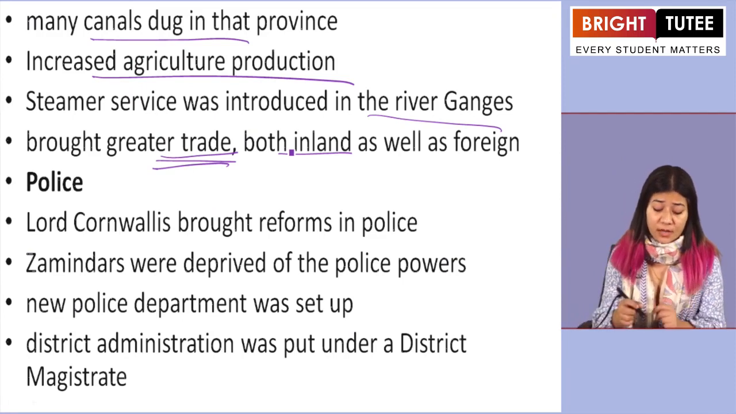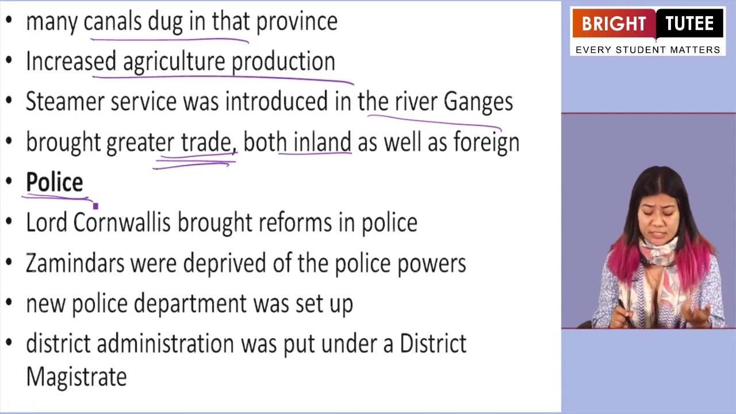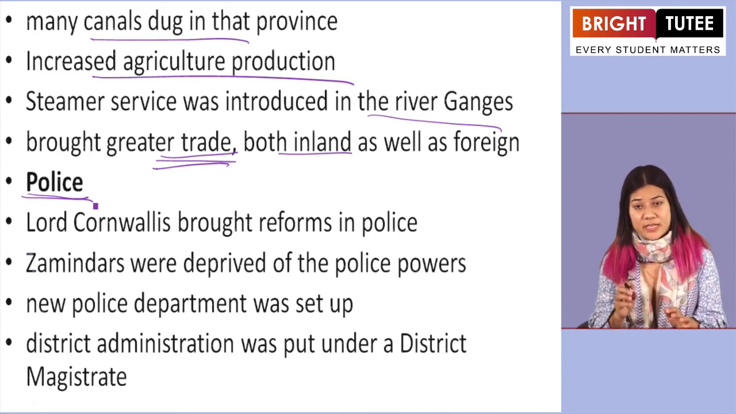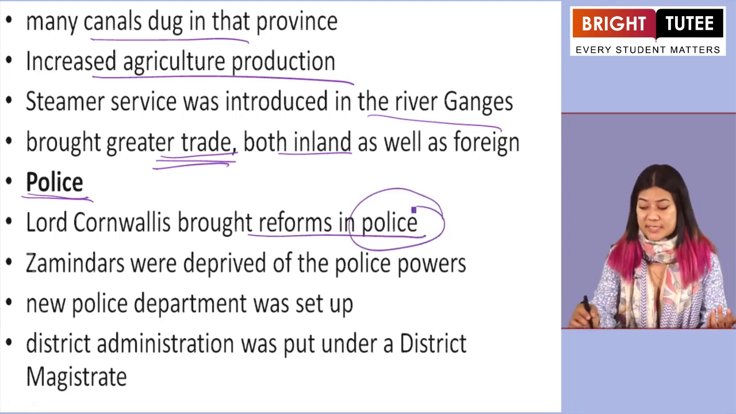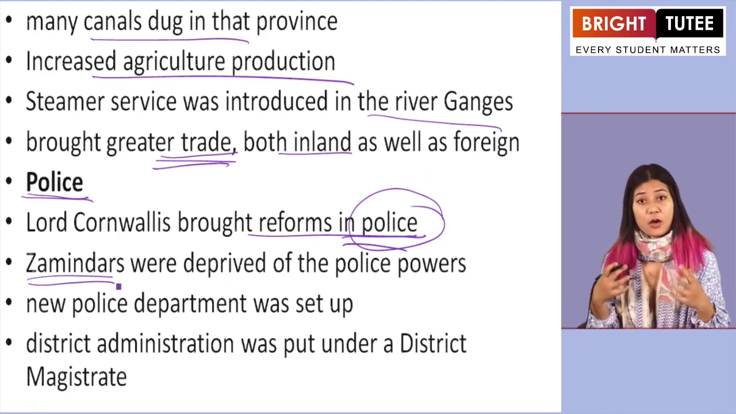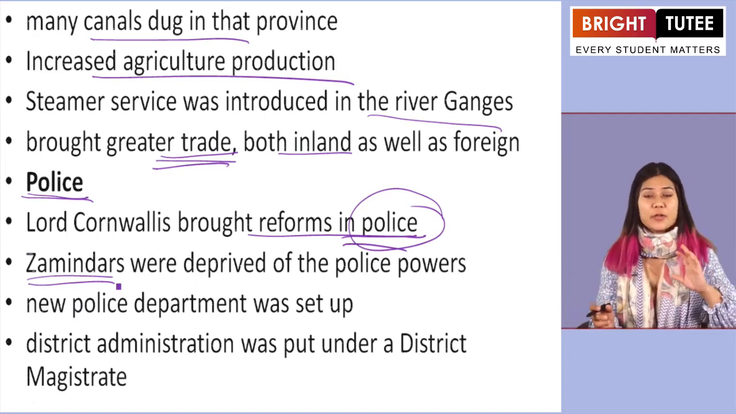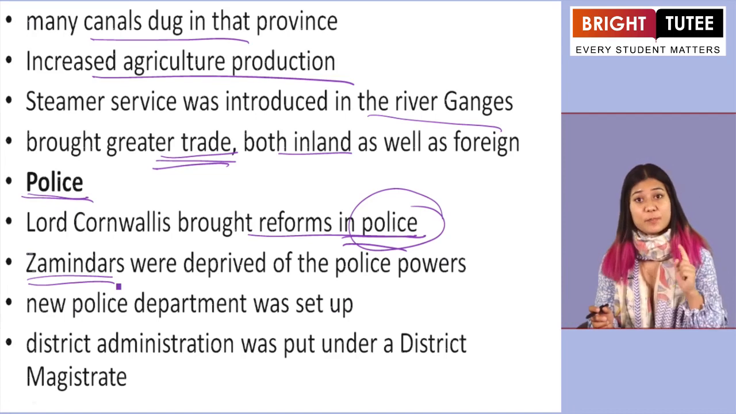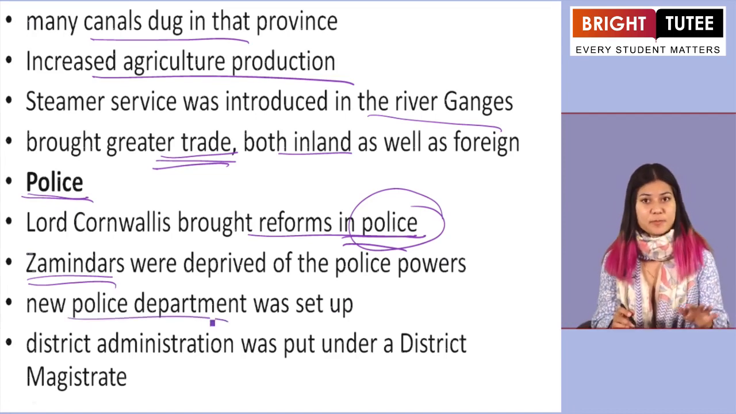Okay. Now the next public institution that we are going to look at is police. Lord Cornwallis, when he was Governor General, brought reforms and changes in the police system. Earlier the zamindars, the landlords, were given power which allowed them to act as police, which means they could catch the criminals, they could punish the criminals, etc. Now a new police department was set up, so there was no need for zamindars to act as policemen.